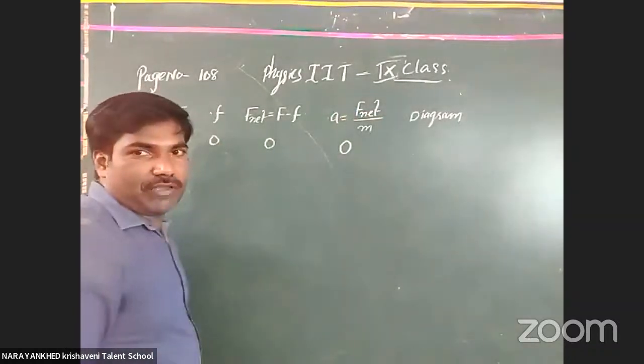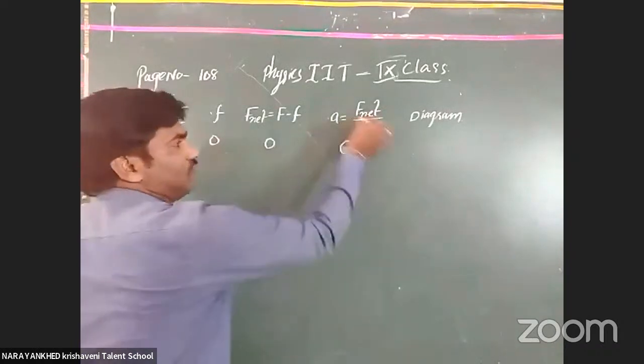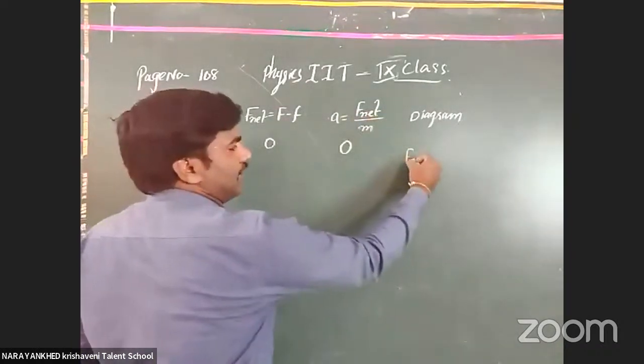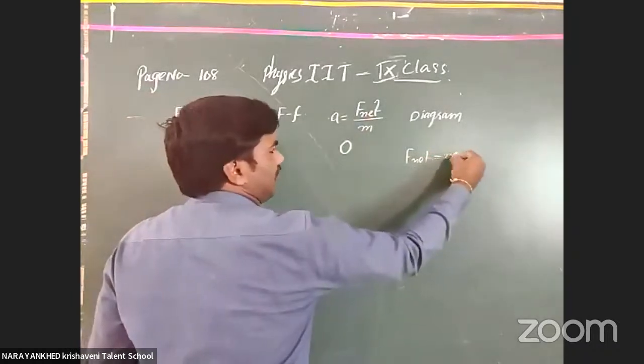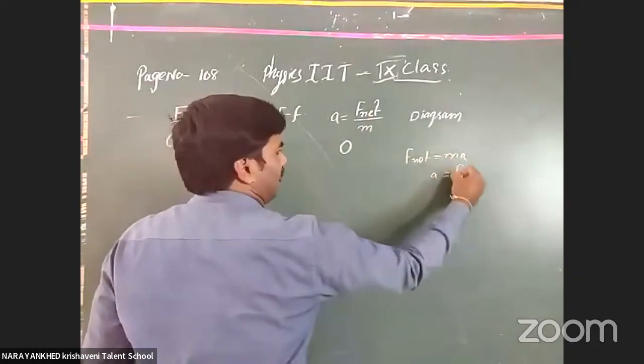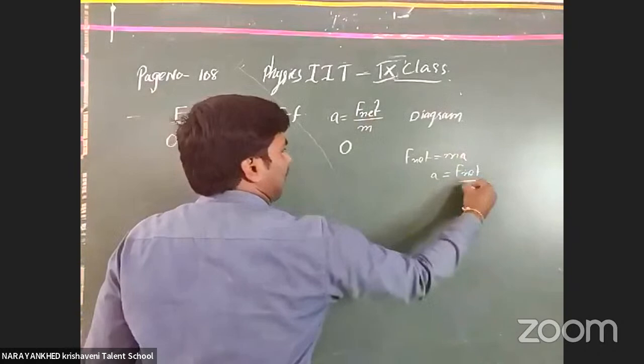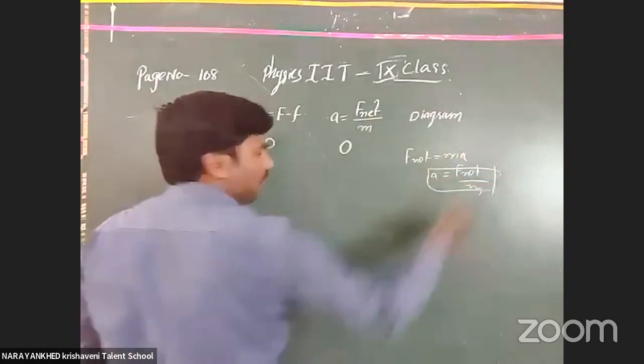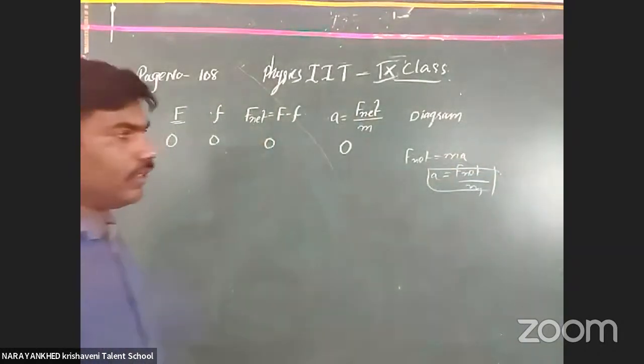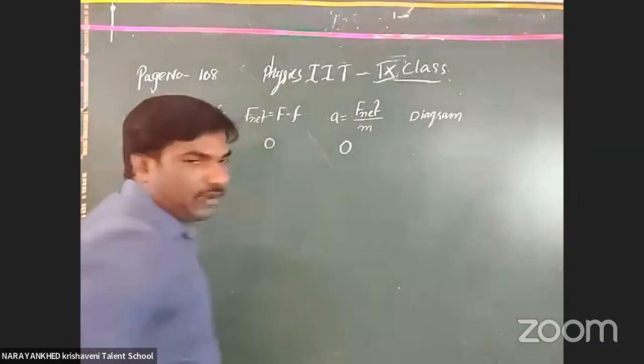You know very well how it is obtained: F is equal to ma. From that only we wrote this formula. F net is taken as ma, so a is equal to F net by m. Depending on this only we are considering. Got it? Yeah. Now how to draw the diagram for it?